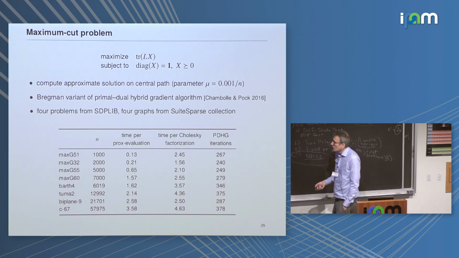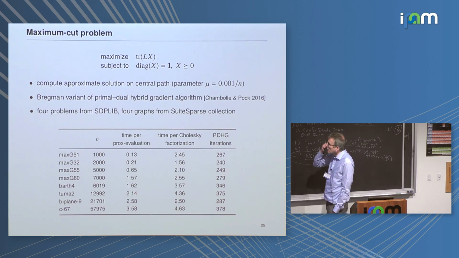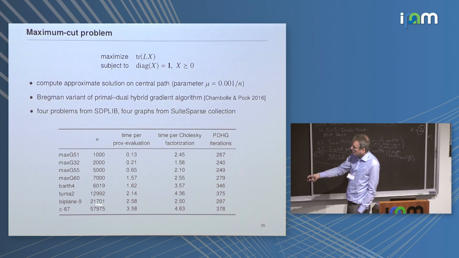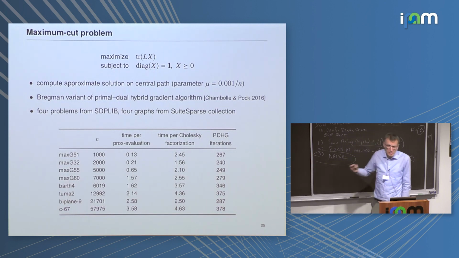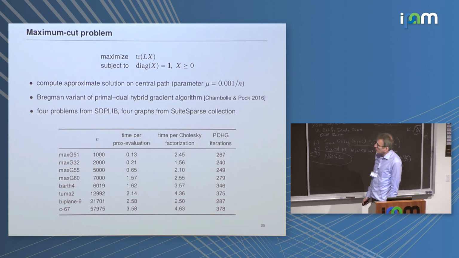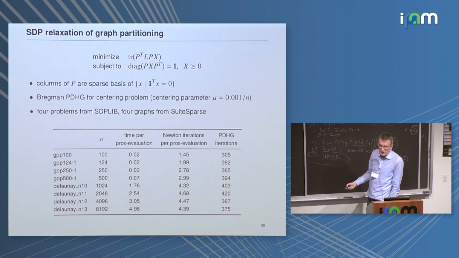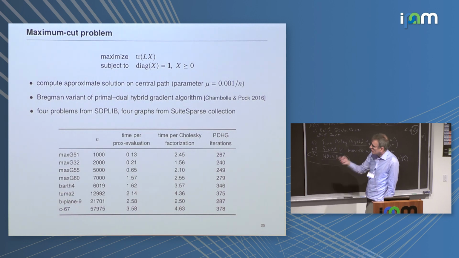So we tested this on some examples. The first is a max cut problem. So we solved this centering problem, and these are graphs of dimension up to several 10,000. We use the Chambolle-Pock method that I'll discuss in a minute. So the number of iterations is what we would expect in these types of methods. It's several hundred. And then actually, I removed the wrong column. This is not time per Cholesky factor, it's the number of Newton steps per prox evaluation. So it's fairly small.